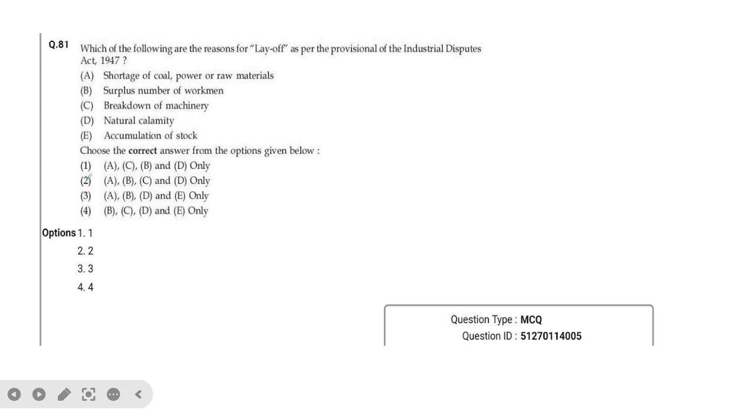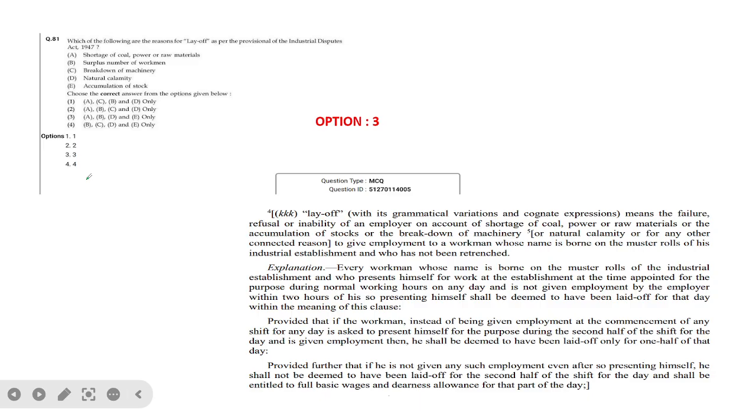Question number 81: which of the following are the reasons for layoff as per the provisions of the Industrial Disputes Act of 1947? So the answer which is given by the UGC NET is option 3, A, B, D and E.